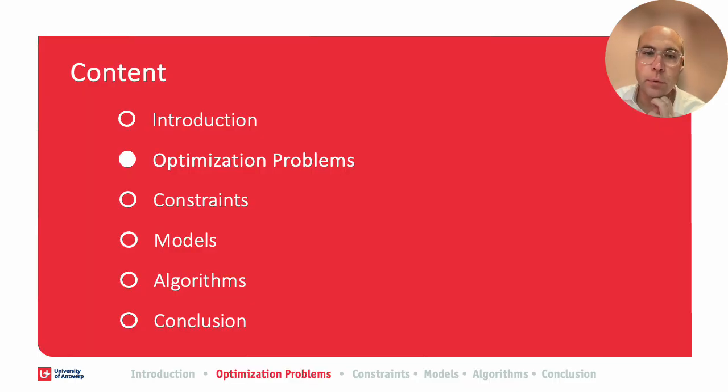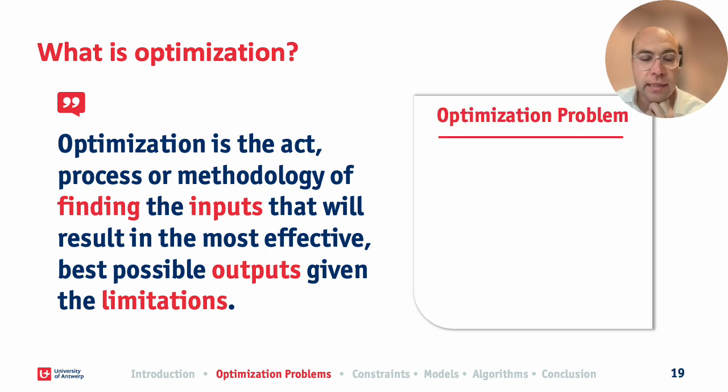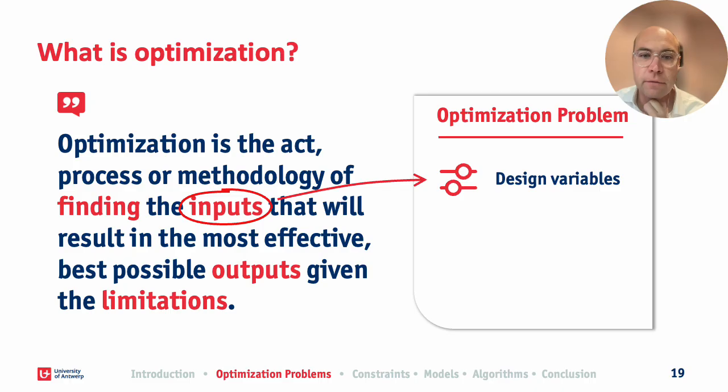First of all, it's important that we define what an optimization problem looks like. An optimization is the act, process, or methodology of finding the inputs that will result in the most effective, best possible outputs given the limitations. So actually, in each optimization problem, we have inputs.